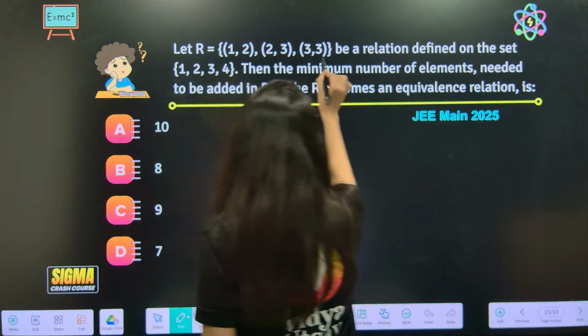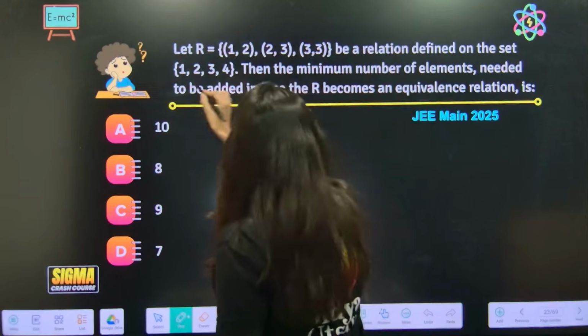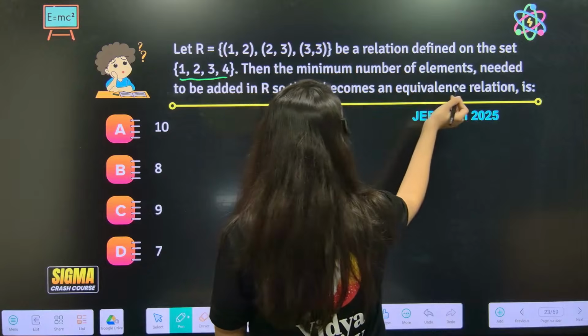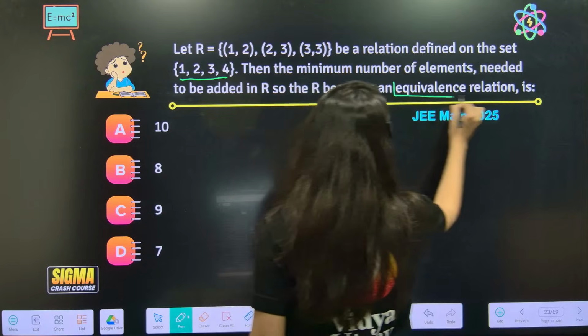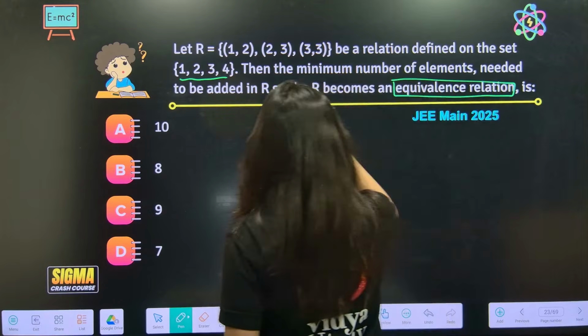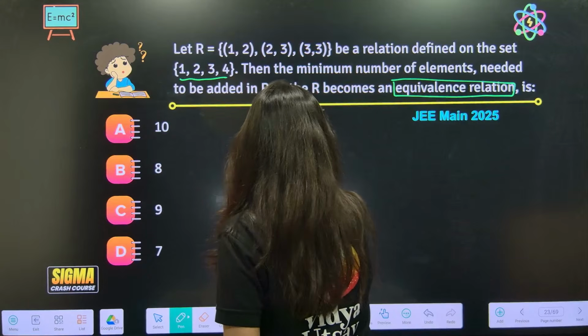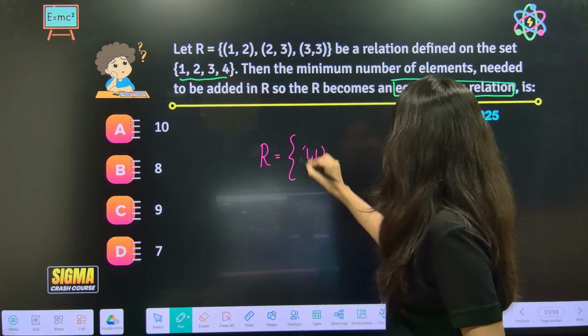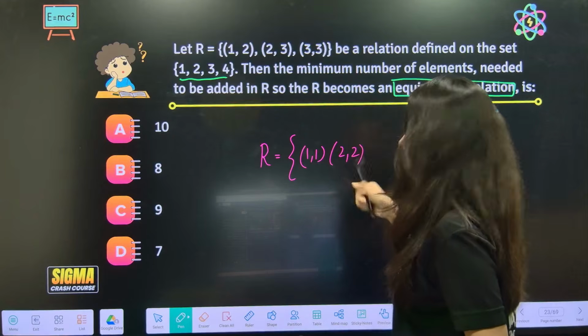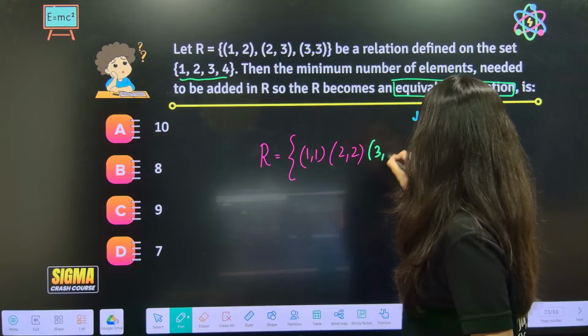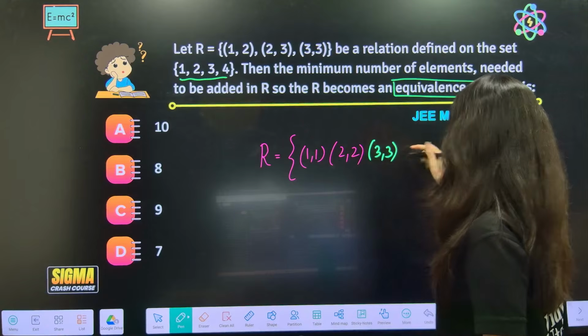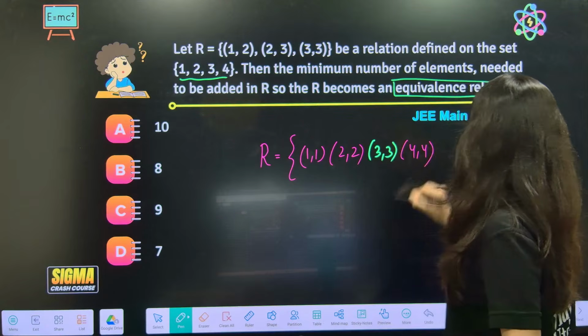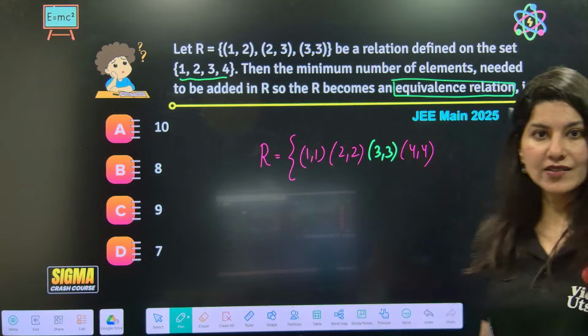So can you see a question in JEE 2025? (1,2), (2,3) and (3,3) is a relation defined on this set. Minimum number of ordered pairs to be added to make it an equivalence relation. Similar question. Now again, R is a relation. So I am just adding (1,1), (2,2). (3,3) is already there, so I am writing (3,3). But (4,4) needs to be added. So now this is a reflexive relation.